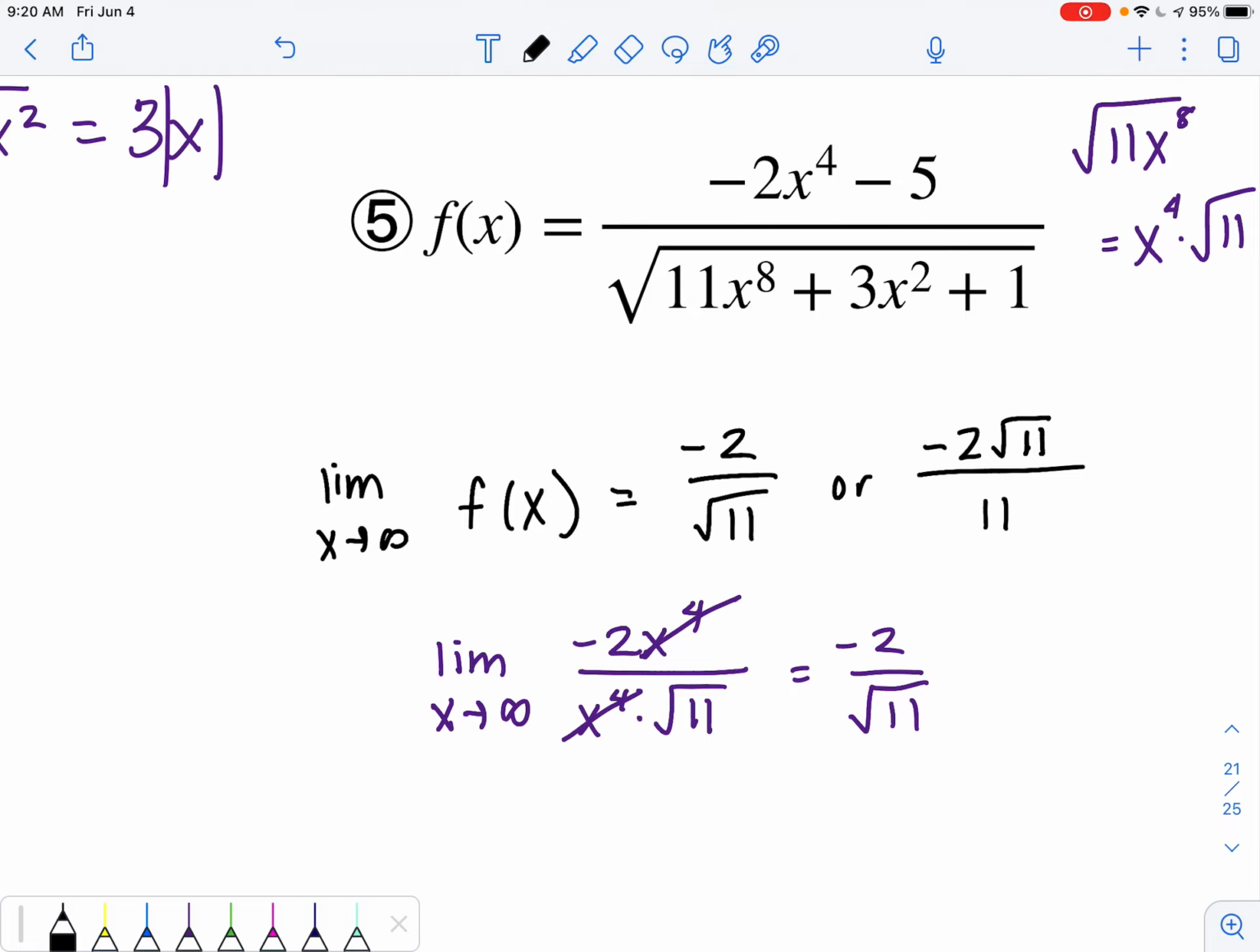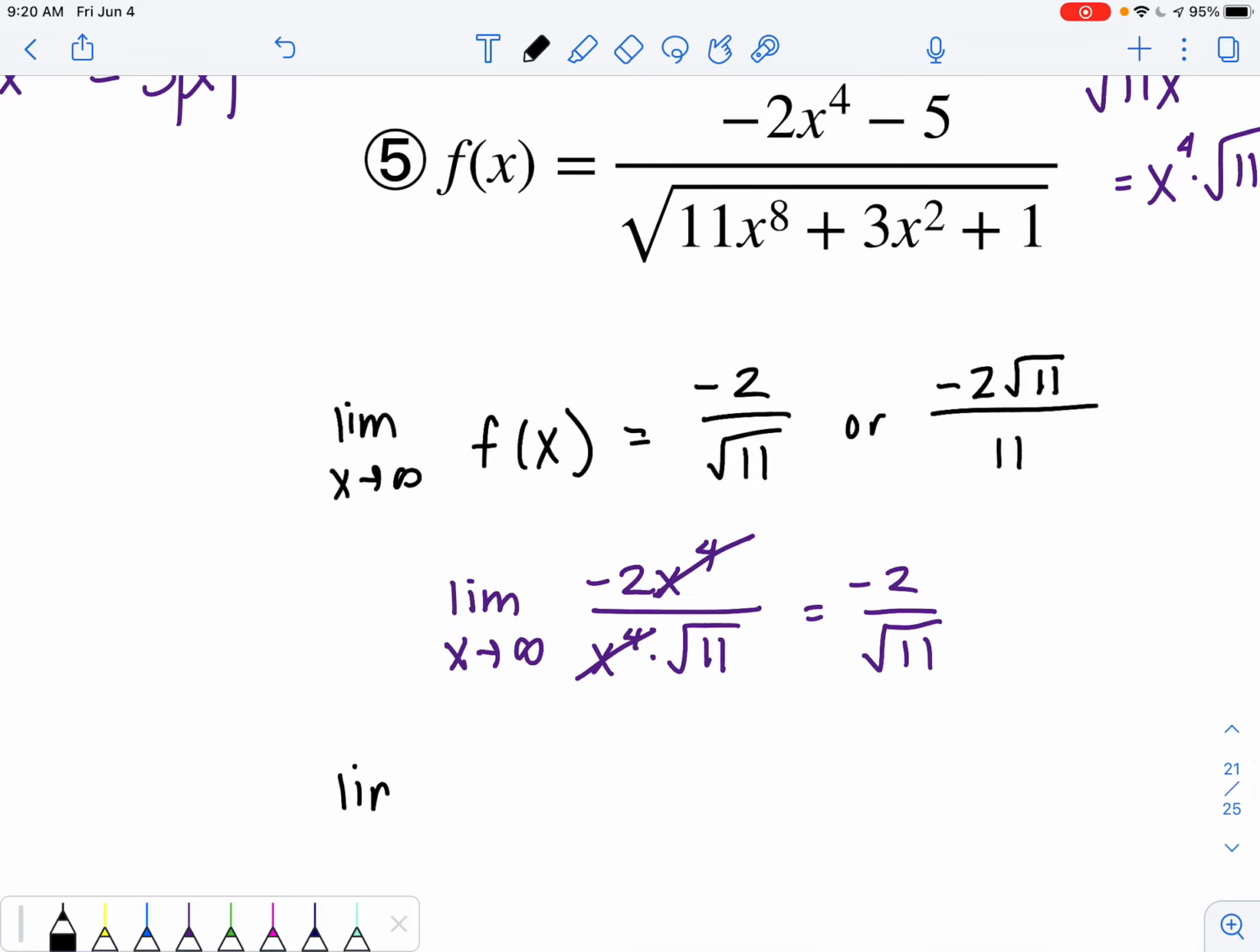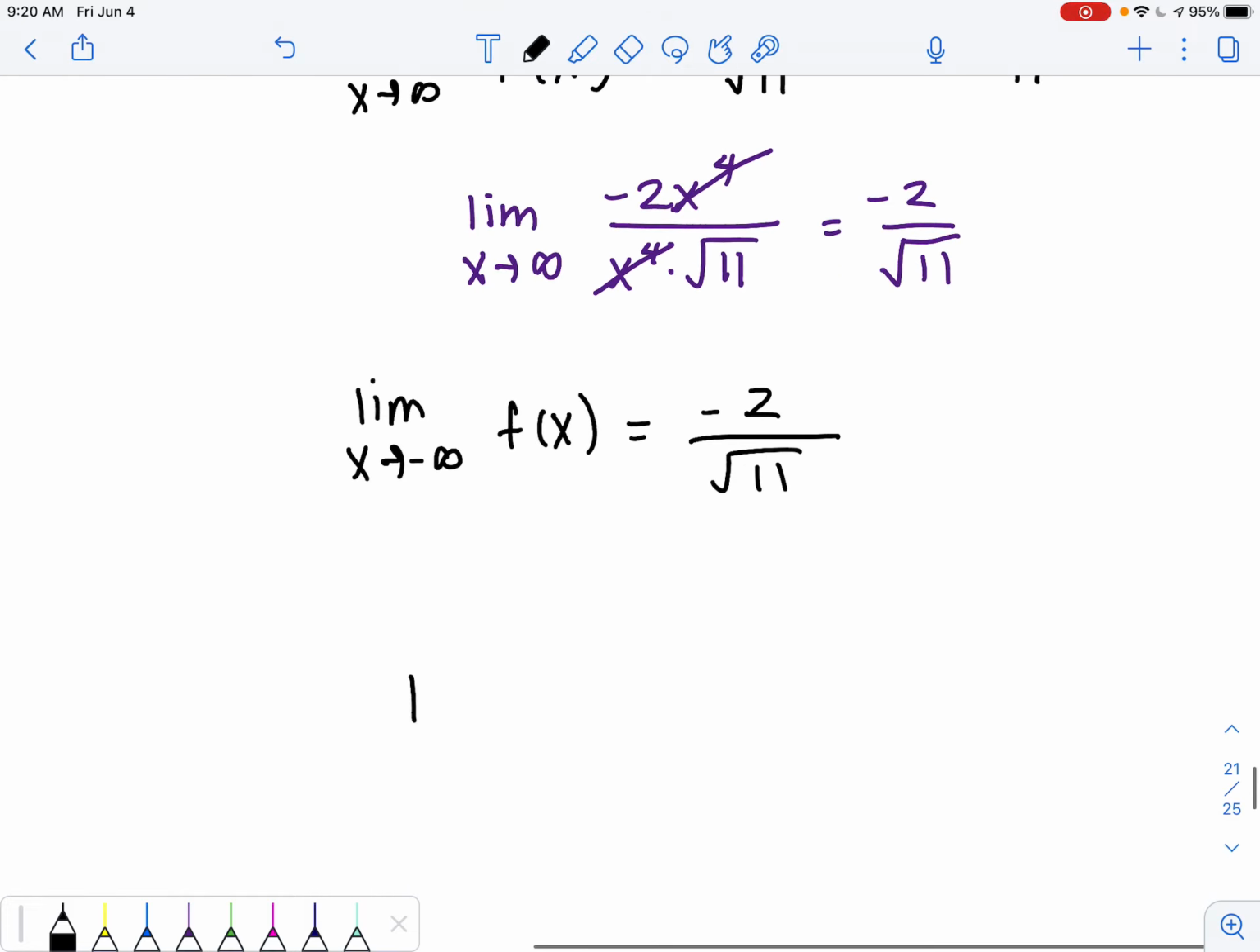For AP purposes, you don't need to rationalize your numbers. It's a good skill to still have because multiple choice questions could have the rationalized version and not the unrationalized version, just something to be aware of. And again, since all of our x's cancel out and we don't have to worry about that absolute value issue like we did in the last one, we're going to get the same value as we go to the left to negative infinity. So here we're going to have horizontal asymptotes.